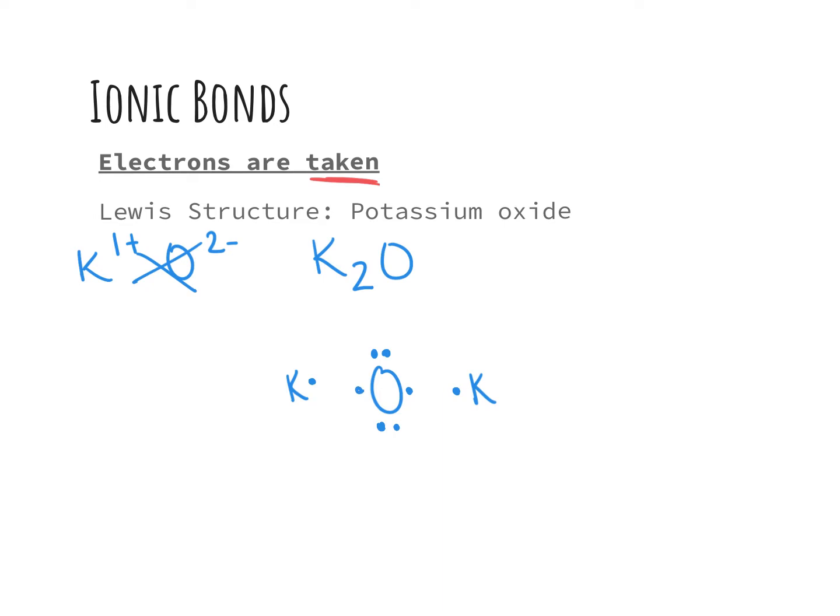Now, what's the magic number of valence electrons atoms want? 8. They want 8. So what happens is, in an ionic bond, one atom's going to steal the electrons from another atom. So which one do you think is going to steal the electrons? Oxygen. So oxygen's going to take an electron from each potassium.